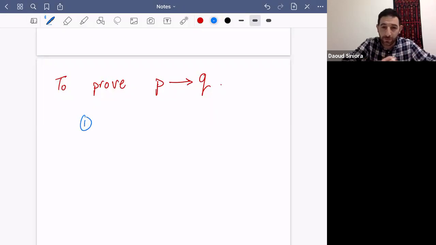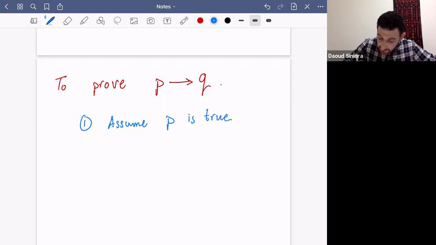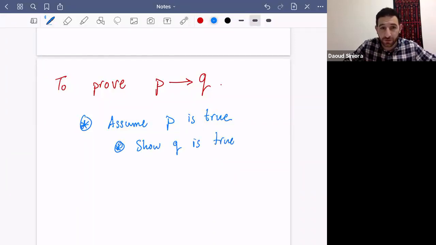So first we start as we are starting a direct proof. So assume the hypothesis is true. So assume P is true. Now remember, what do we want to show now? We want to show that Q is true as well. We assume the hypothesis, we want to show the conclusion. Okay, so for this, to show that Q is true, we will show it by contradiction. So show Q is true, the conclusion Q is true, by contradiction.